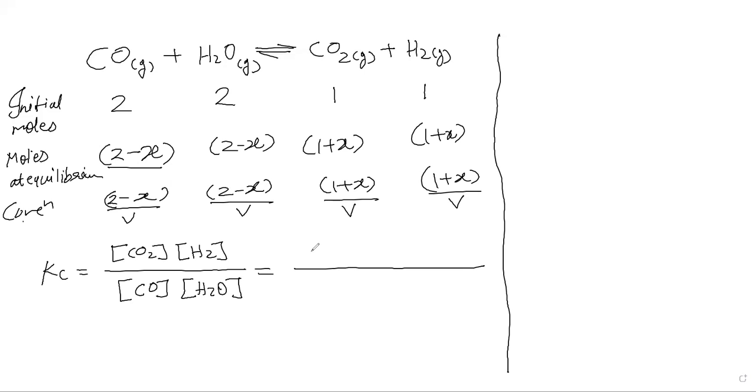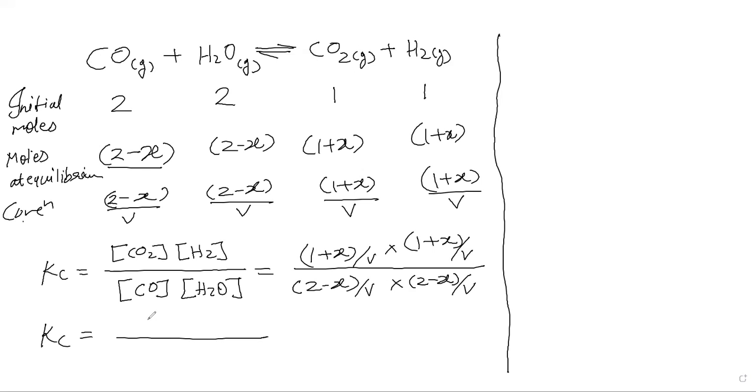So we'll get 1 plus X divided by V into 1 plus X divided by V. And the concentration of carbon monoxide at equilibrium is 2 minus X divided by V, into 2 minus X divided by V. Now this volume term gets cancelled from numerator and denominator, and we'll get Kc equal to (1 plus X) whole square divided by (2 minus X) whole square.